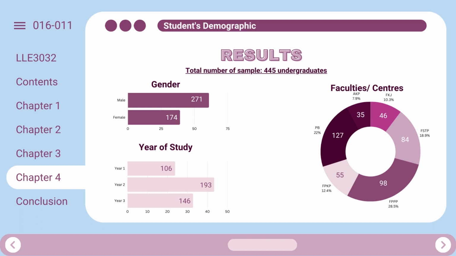Results. Student demographic. The total number of samples is 445 respondents. The respondents comprise 271 male and 174 female students. Most of the respondents involved are 127 students from the FPPP, and the least are 35 students from the AKP. In addition, there are 193 second-year students, followed by 146 third-year students, and the least involved are 106 first-year students.